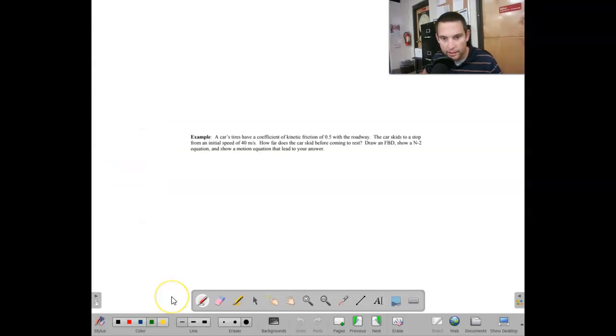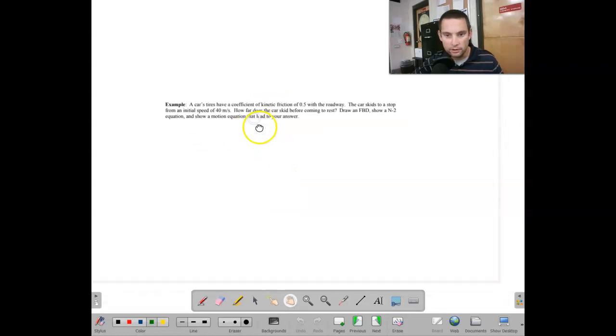All right, example. A car's tires have a coefficient of friction of 0.5 with the roadway. The car skids to a stop from an initial speed of 40 meters per second. How far does the car skid before coming to rest? Draw a free body diagram, show a Newton's second law equation, and show a motion equation that led to your answer. Woo! This is a good one.